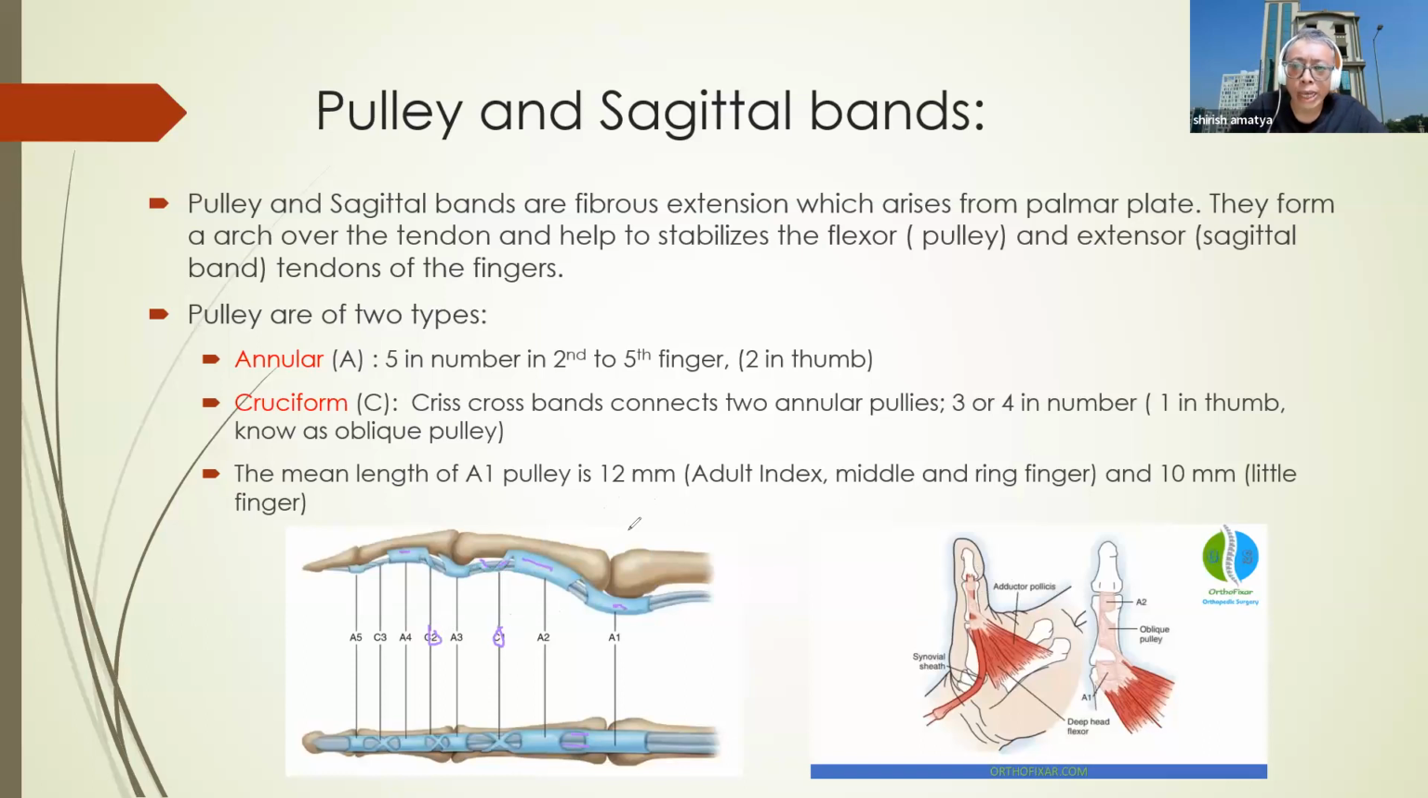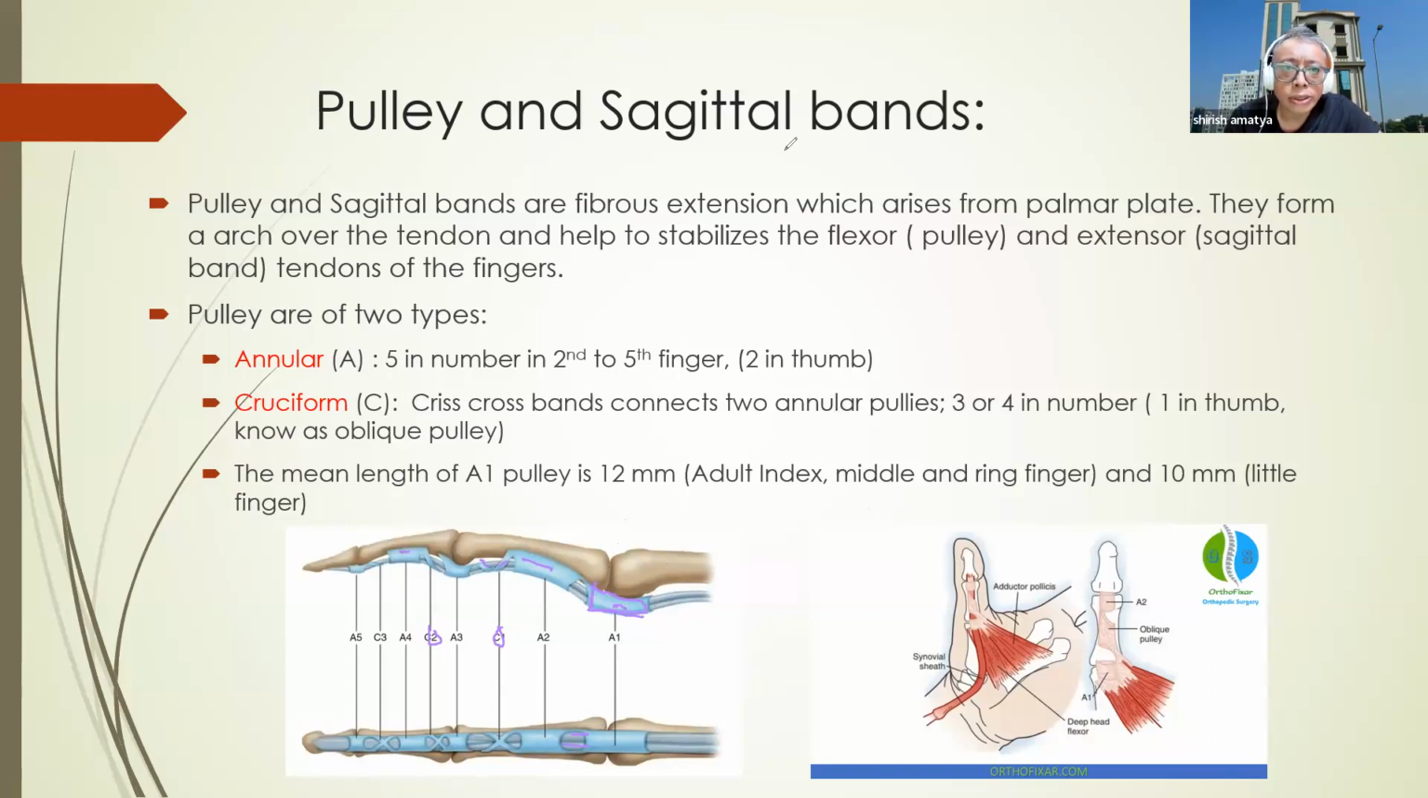Coming back to the annular pulley, our main clinical importance is in the A1 pulley, because A1 pulley is the most common pathological problem that we encounter in everyday life. The mean length of the A1 pulley in the adult index, middle, and ring finger is about 12 millimeters. So this is the A1 pulley. In the little finger it is about 10 millimeters. Keeping this in mind, I'll go to the other side.